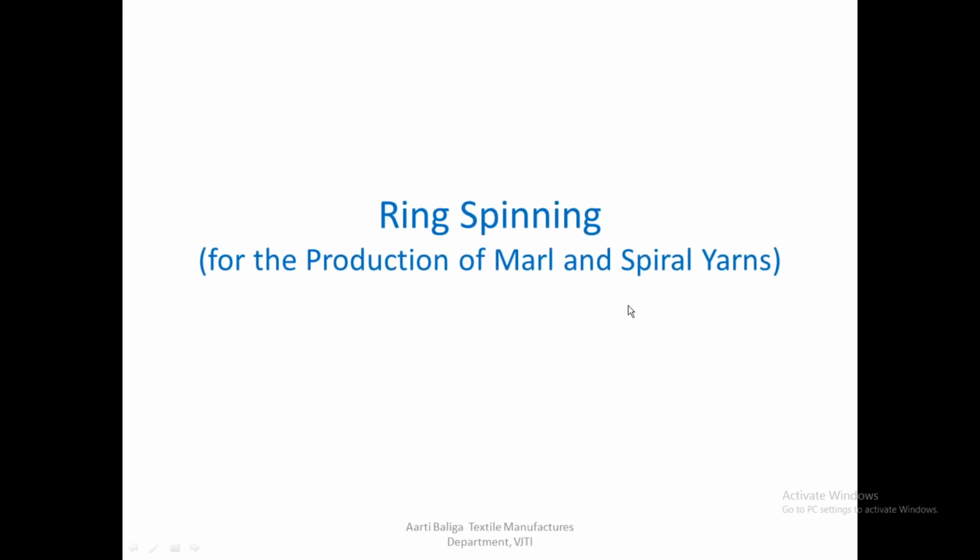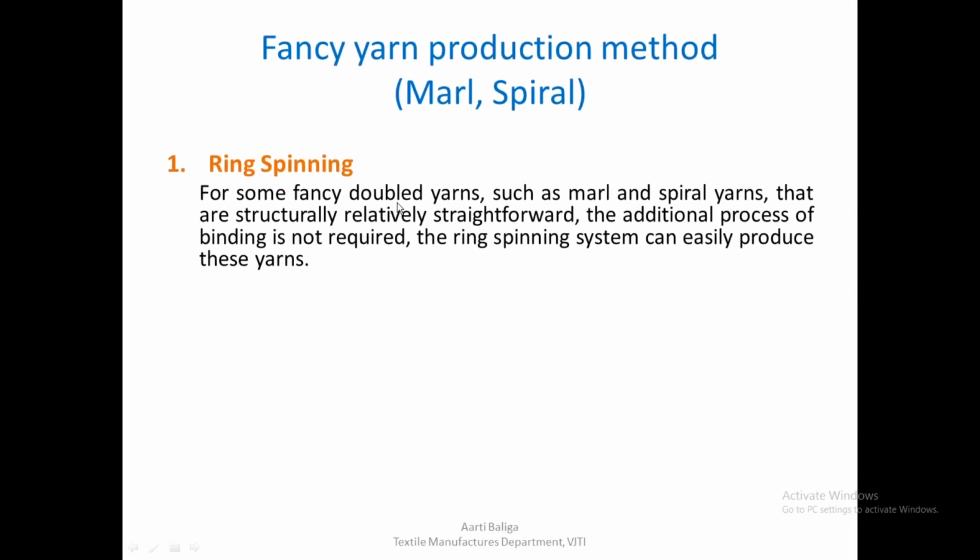So coming to the first type, or the ring spinning for the production of marl and spiral yarns. If you remember from our earlier lecture, the marl and spiral yarns are the easiest or the simplest structures to produce. So we do not require a lot of complex production method for this. Simply a ring spinning machine can produce marl or spiral yarns. For some fancy double yarns such as marl and spiral yarns that are structurally relatively straightforward, the additional process of binding is not required. In both these yarns, we do not require any kind of binding, and that is why the ring spinning system can easily produce these yarns.